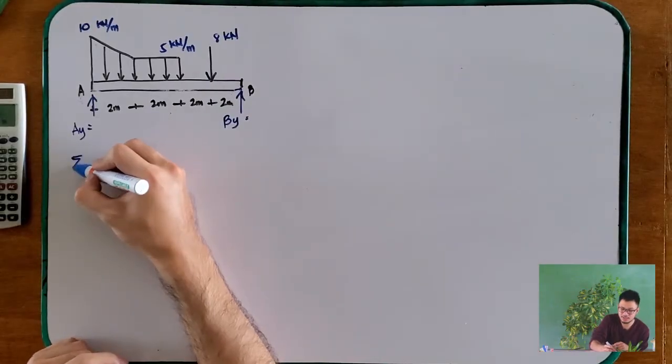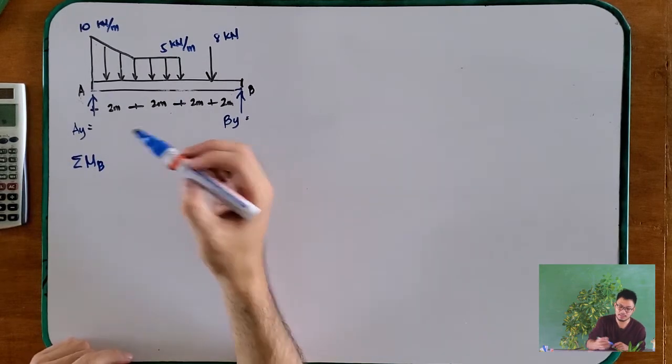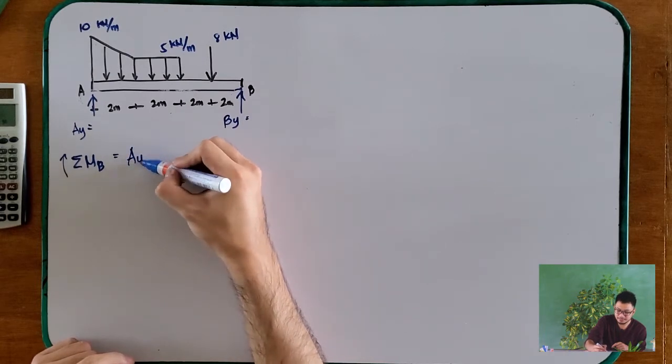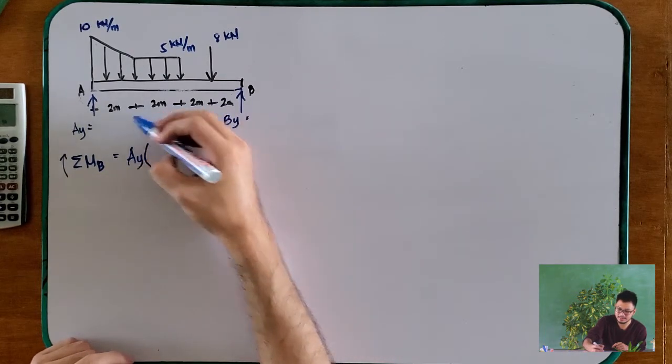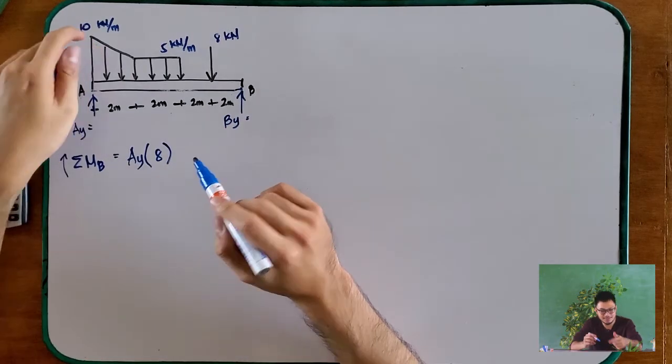And we can only solve that one by using summation of moments. Let's say that we are going to sum the moments at point B. Summation of moments at point B is equal to AY times 2468. I won't write the units anymore, it is more stressful.